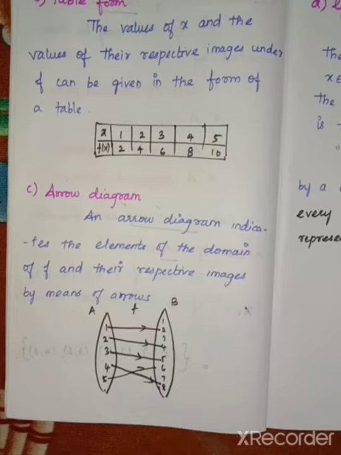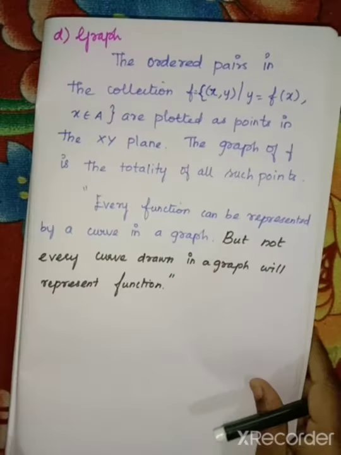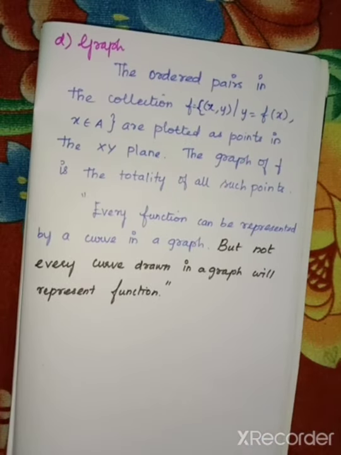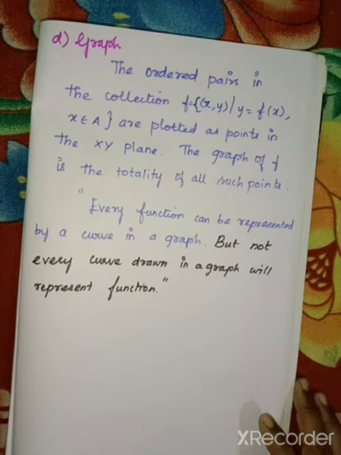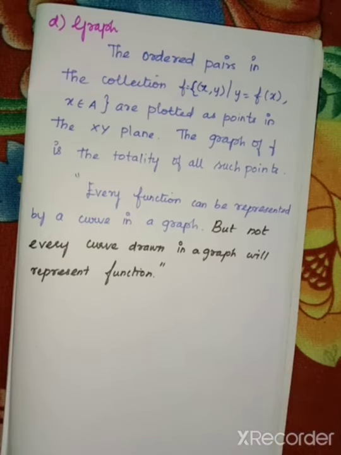Then, at last, the fourth one is the graph. Graph means we plot in the graph. We know we want a graph sheet, but there is no need to use the graph sheet. If you want, you can draw it in the graph, or otherwise you can draw it in the notebook itself. Here see that the ordered pairs in the collection f equal to the set of x comma y such that y equal to f of x, x belongs to A, are plotted as points in the xy plane. The graph of f is the totality of all such points.